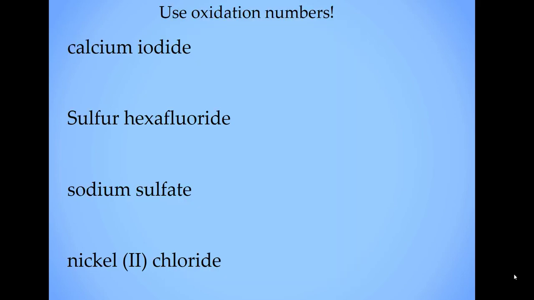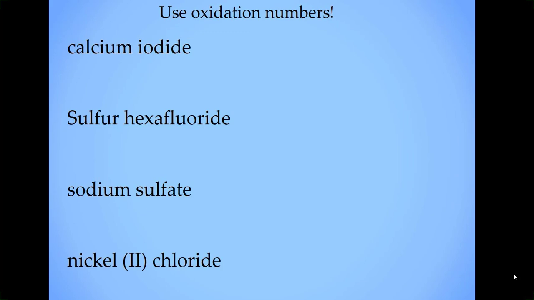No. All right, let's do some more practice with taking the name and then writing the formula. And for this, you need to use oxidation numbers if you have a metal in the formula. So don't just try to put it together using the symbols of the elements and the polyatomic ions. You have to use oxidation numbers. Let's look at the first one here.